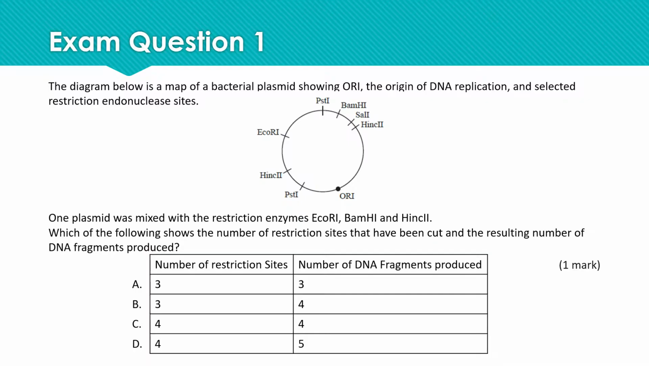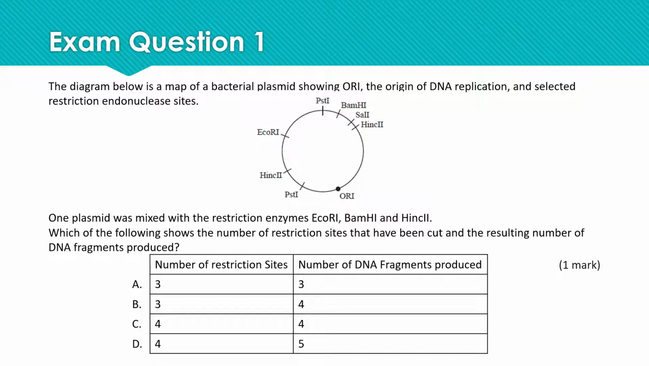And this brings us to exam question 1. Let's have a read of the question. It says the diagram below is a map of a bacterial plasmid showing ORI, the origin of DNA replication, and selected restriction endonuclease sites. One plasmid was mixed with the restriction enzymes EcoRI, BamHI, and HindIII.